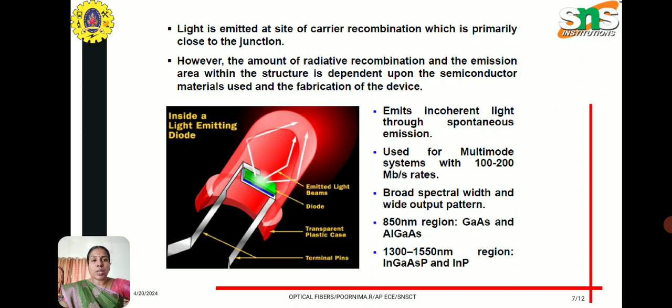It is used for multimode systems with 100 to 200 megabits per second rate, broad spectral width and wide output pattern, in the 850 nanometer region. The materials used are gallium arsenide and aluminum gallium arsenide. For the 1300 to 1550 nanometer region, the materials used are indium gallium arsenide phosphide and indium phosphide. These are all compound semiconductor materials.